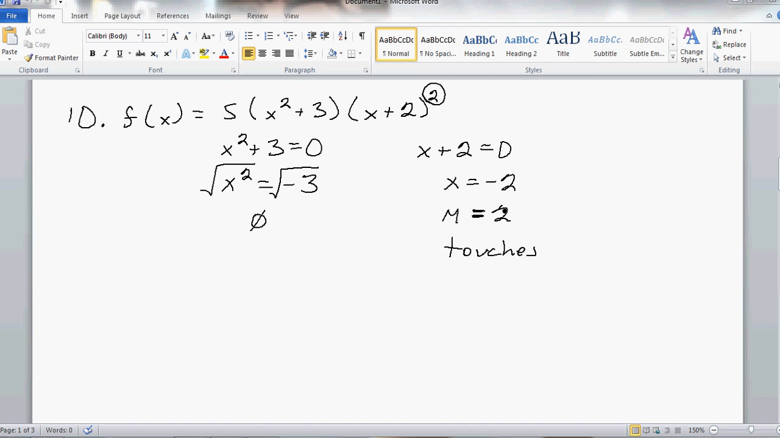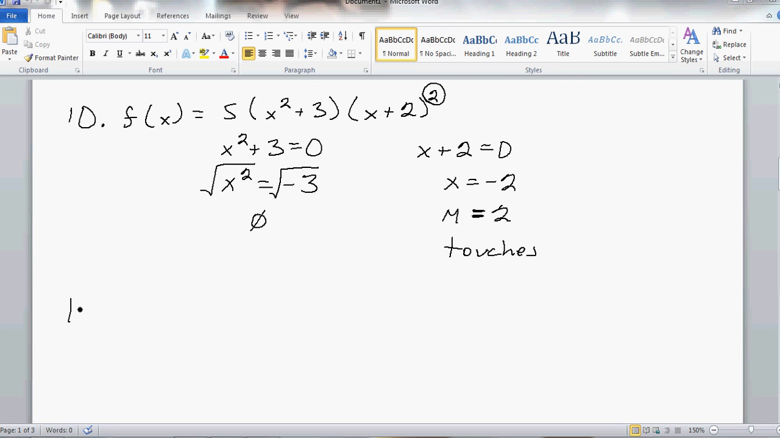Once you determine the multiplicity, whether it touches or crosses is very, very simple. Here's how it is. If it's even multiplicity, then it touches. If it's odd multiplicity, then it crosses. That's all you need to remember. Even multiplicity touches. Odd multiplicity crosses. So let's look at number 11.